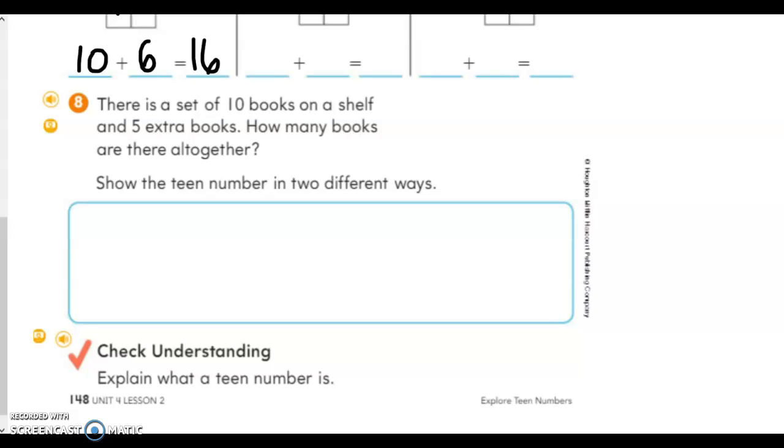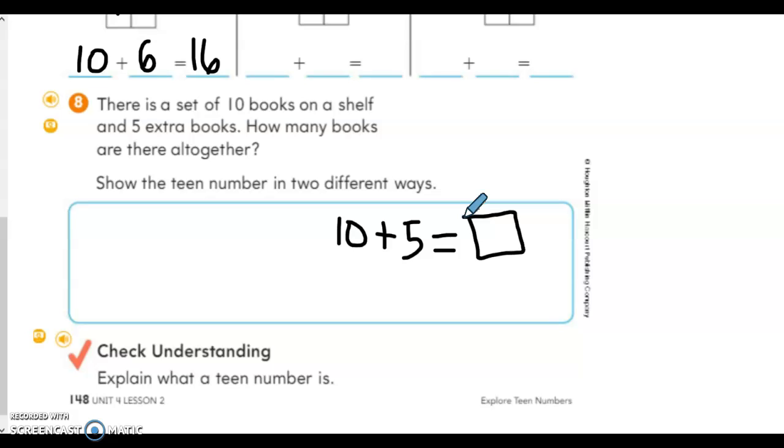So first let's check our word problem. How many 10s are there? Yep, there's 10 books on the shelf, so let's write that. Plus, how many extra books? So this is our 1 ten, and these are our extra ones. 5 extra ones equals, and then let's see if you guys can figure out that answer. I'm going to put an unknown box here. Okay, and then we also have our drawing.